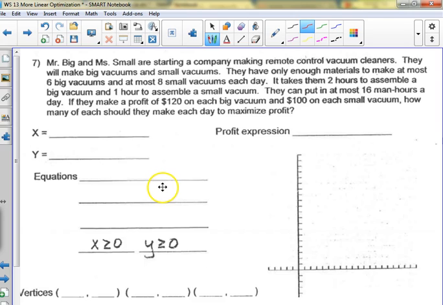They have only enough materials to make at most 6 big or at most 8 small each day. It takes them 2 hours to make a big one and an hour to assemble a small one. They can put in at most 16 man-hours in a day. They make a profit of $120 on each big vacuum and $100 on each small vacuum. How many of each should they make to maximize profit? Does this seem like a reasonable question?